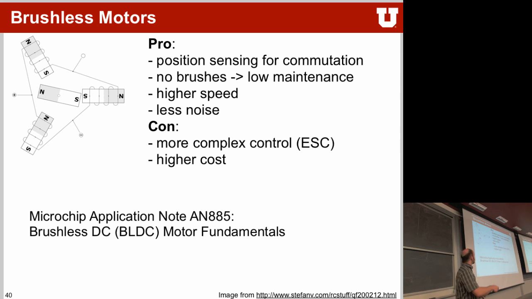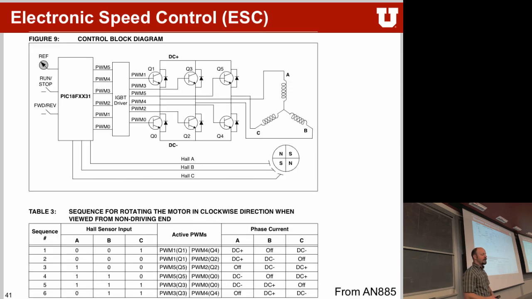You know where the magnet is depending on what your pattern is and what you actually sense inside of it. There are no brushes, so there's nothing touching or needing maintenance that way. They can go to higher speeds, and they have less noise injected back into your system. At the same time, you need a device that controls your brushless motor. Oftentimes, you can buy them as small devices called ESCs, an electronic speed controller.